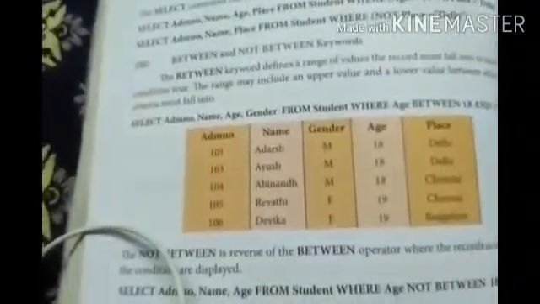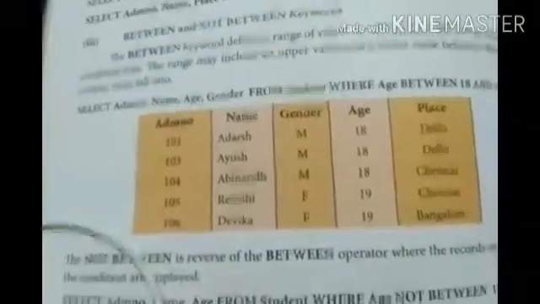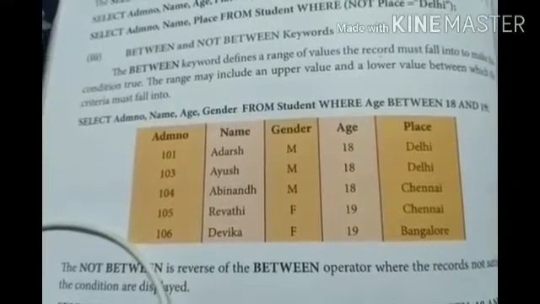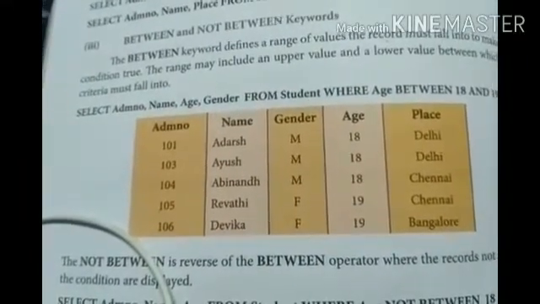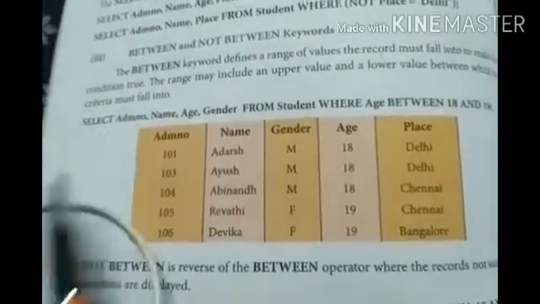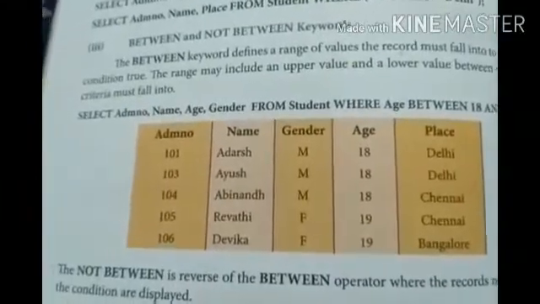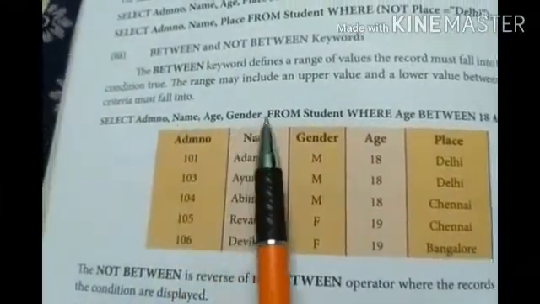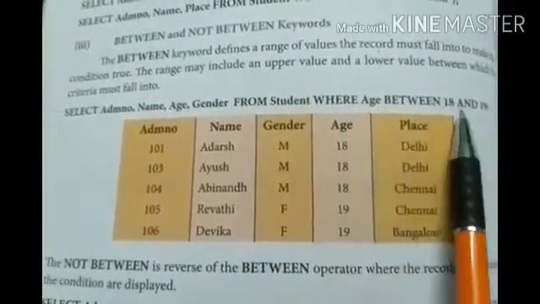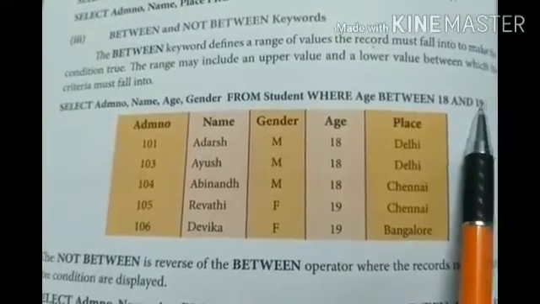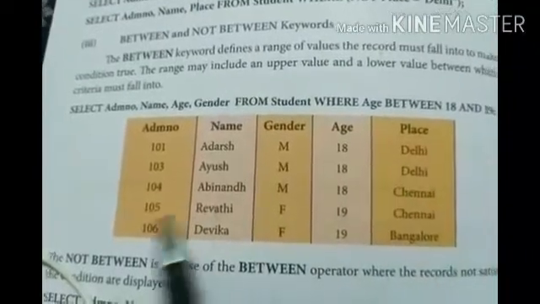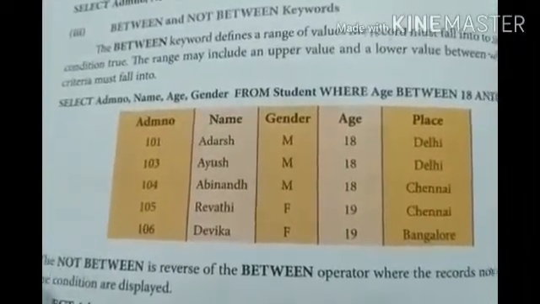So what is BETWEEN? BETWEEN defines the range of values. The records which fall between these values, or get satisfied, are displayed. So what query have they given here? Select admission number, name, age, gender from student table, where age between 18 and 19. So it is equal to 18 and equal to 19. Between 18 and 19, those records are satisfied and displayed on the screen.